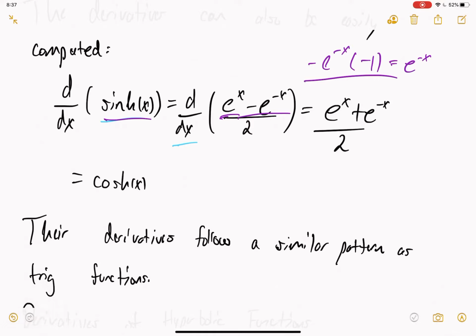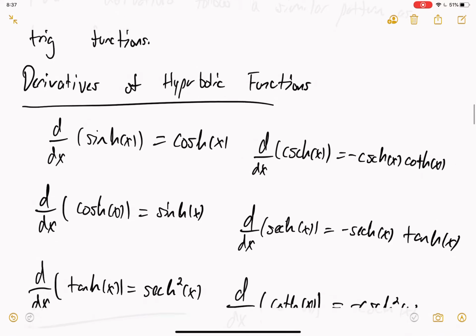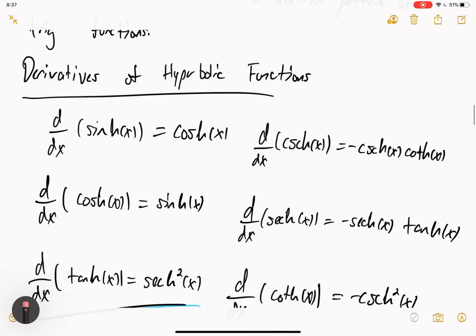But this is nice in the sense that when you take derivatives of sine or cosine, you usually get some negative out there. But with sinh and cosh, they're basically like inverses of each other. So the derivatives follow a pretty similar pattern as the trig functions. It's going to be a slight variation on them, but they're pretty similar.